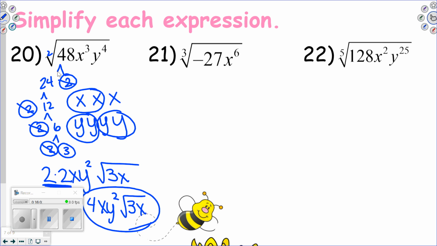Good question. We had a problem earlier where there was a negative under the radical and we did not take out an i. It's because it's not imaginary.